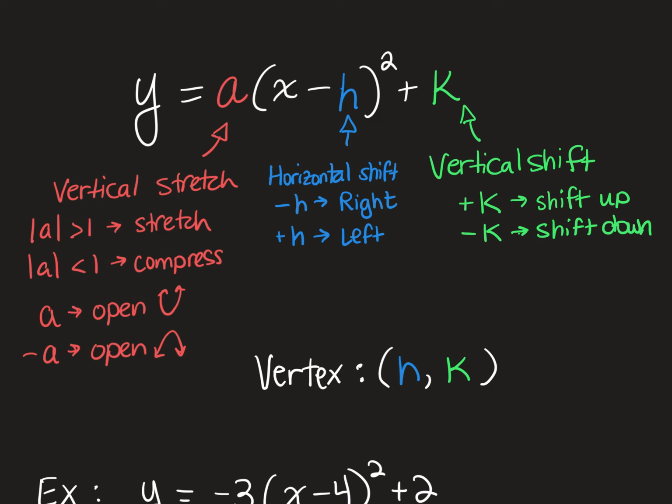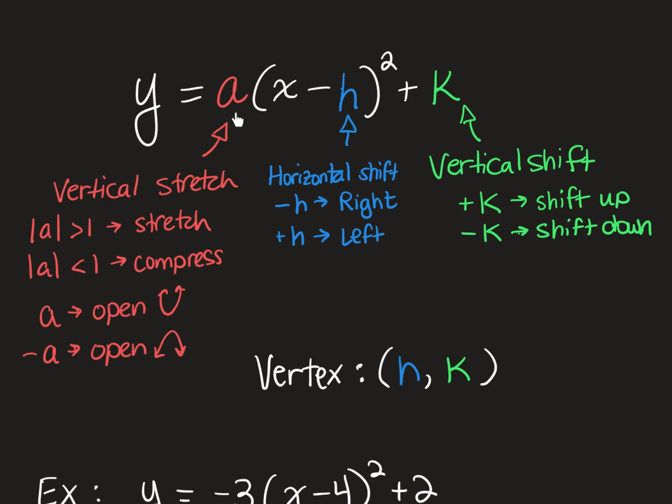The vertical stretch, I think most of you are okay with that, understanding that A controls whether you're going to have a stretch or compression and whether it opens up or opens down. If your absolute value of A is greater than 1, so that could be 2 or -2, 3 or -3, that's going to be a stretch. It's going to make your graph more narrow. If the absolute value of A is less than 1, so that could be like -1/2 or +1/2, or -1/3 and +1/3, anything like that, that's going to result in a compression of your graph, which is going to make your graph look wider.